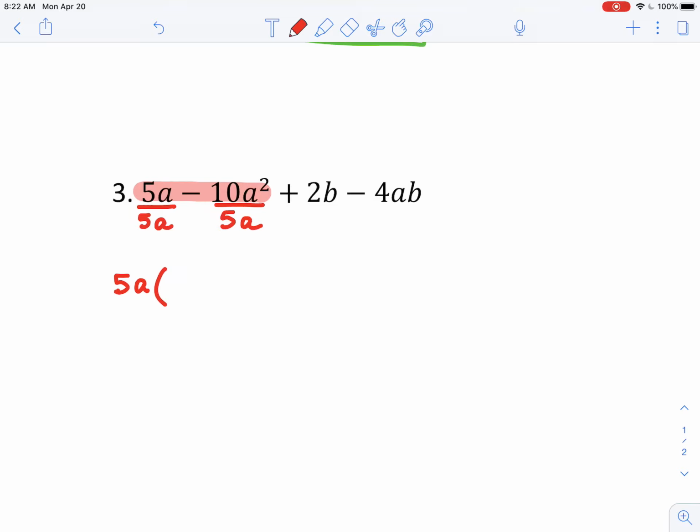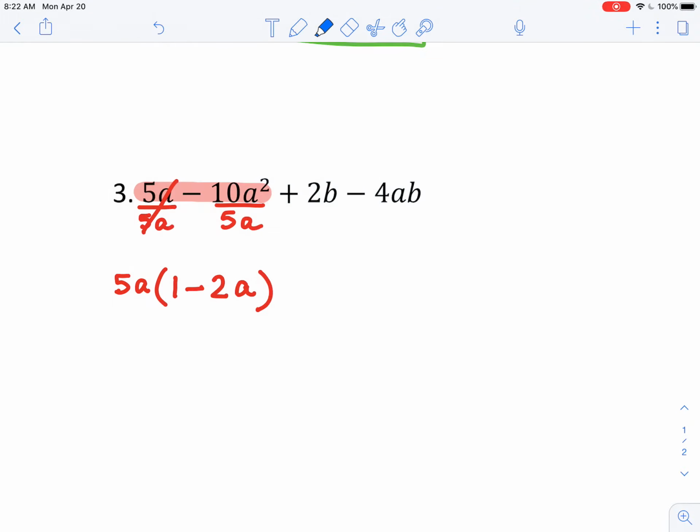For the first term, 5a divided by 5a is 1. Anything divided by itself is always 1. Then minus, for the second term, 10 divided by 5 is 2. A squared divided by a is a.